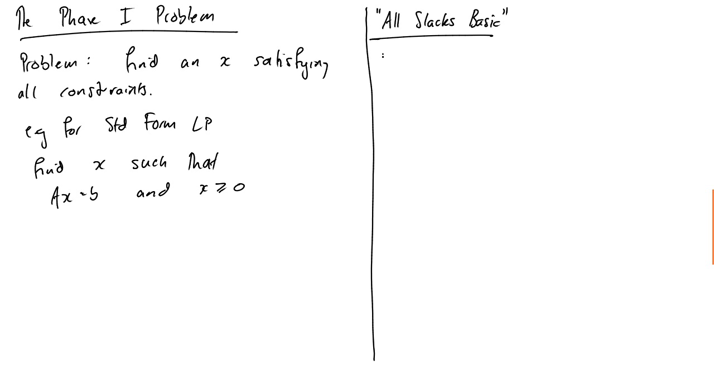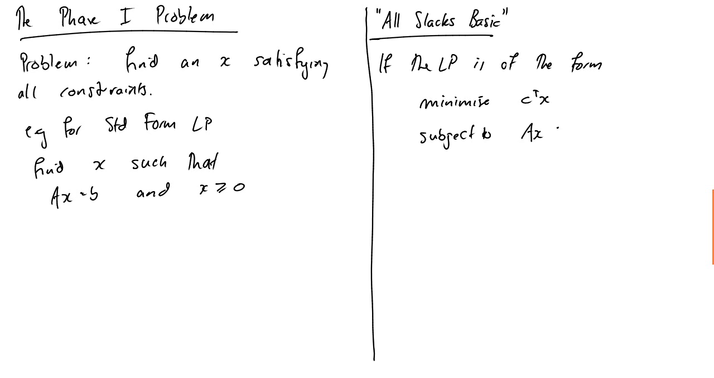So if the LP is of the form: minimize c transpose x, where I suppose the cost is actually irrelevant, subject to some inequality constraints Ax less than or equal to b, and we're going to add the extra restriction that the right hand sides are greater than or equal to 0, and non-negativity constraints on our x variables.